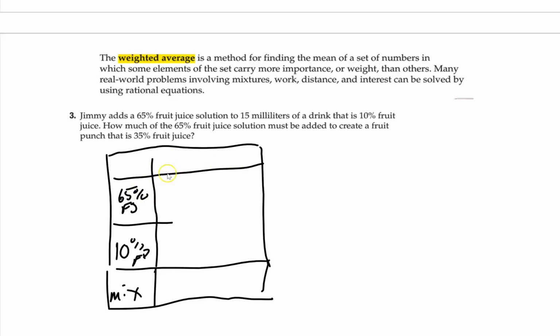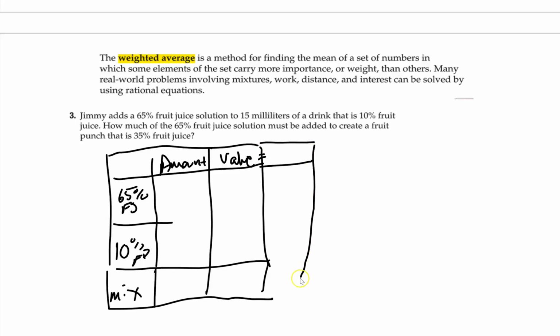Okay, so what we need here is this. We need the amount. We need the value. That's equal to our total here. Right, so what do I mean by that? So first let's talk about our amount here. Jimmy's adding some amount of 65% fruit juice to his 15 milliliters of 10% fruit juice. And we're trying to say, hey, how much should he add of that 65% to get 35% fruit juice? So this, we don't know how much. We're trying to figure out how much he's going to add of that. I do know I have 15 milliliters of the 10% one.